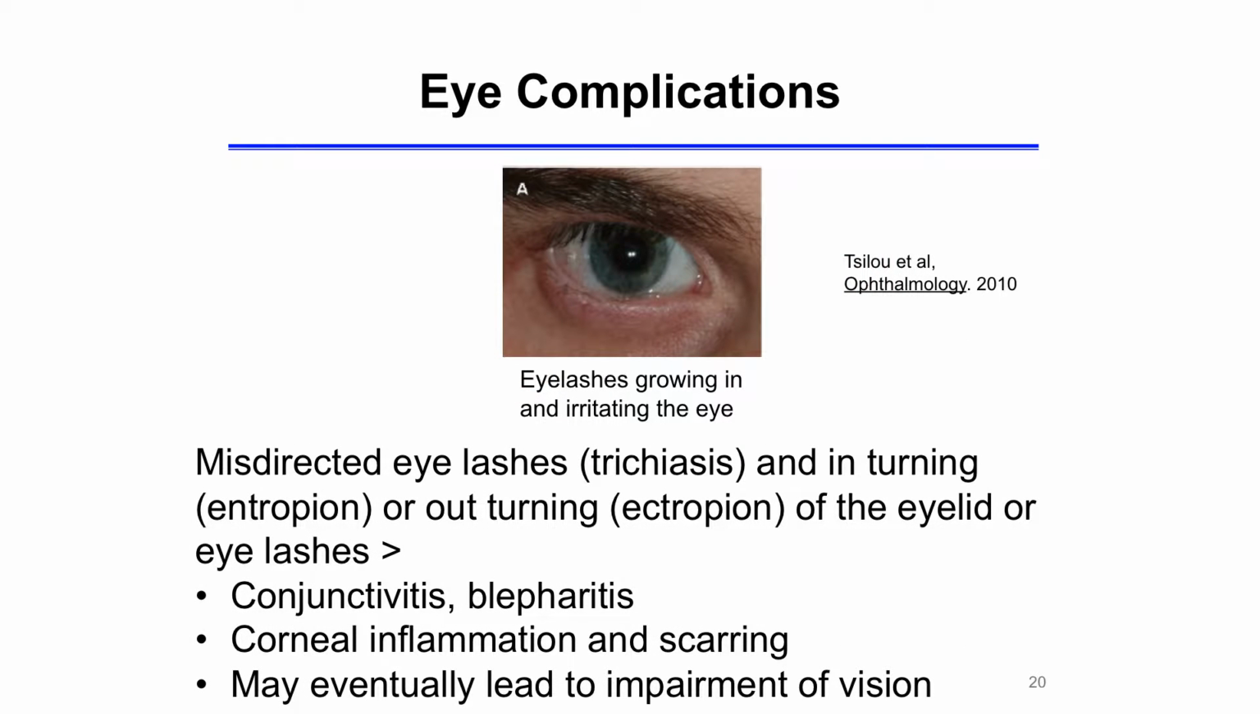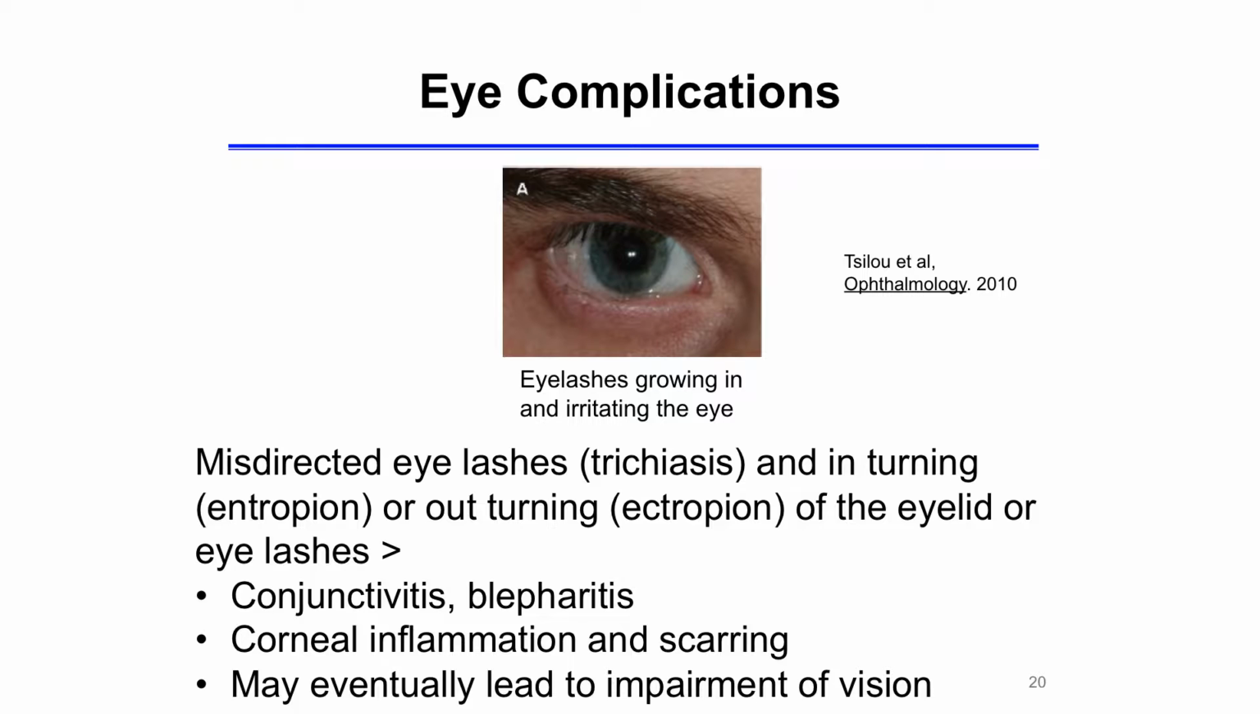Now, there can also be a problem with the eyelids and the eyelashes. Often the eyelashes don't grow the way they're supposed to grow. They are growing in the wrong direction. And sometimes the eyelid will turn in or out. It won't be placed along the eye in a normal way. These problems can also lead to inflammation of the conjunctiva, conjunctivitis, or inflammation of the eyelid, blepharitis. They can irritate the cornea and cause scarring. And they can also eventually lead to some vision impairment.